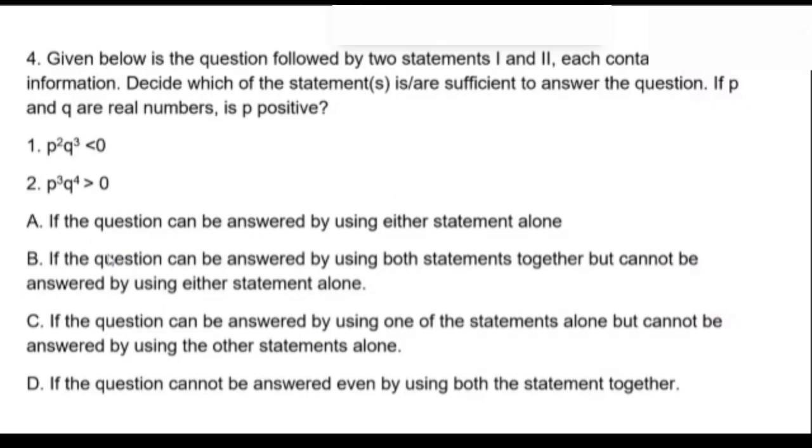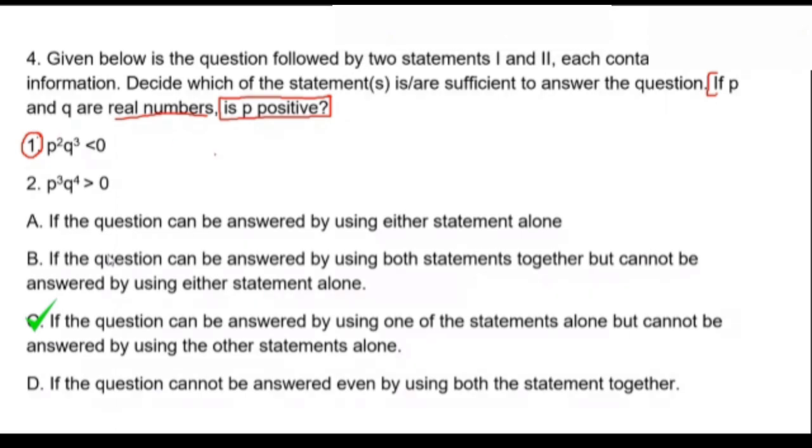Okay, so let us try to analyze this. The answer is C. It can be answered by any one of the statements. We can solve this. So observe it. This is data sufficiency. You know the procedure. If P and Q are real numbers, is P positive? The question is whether it is positive or not. First, we always use statement 1. Next, we use 2. If neither of them gives the answer, only then we combine them.